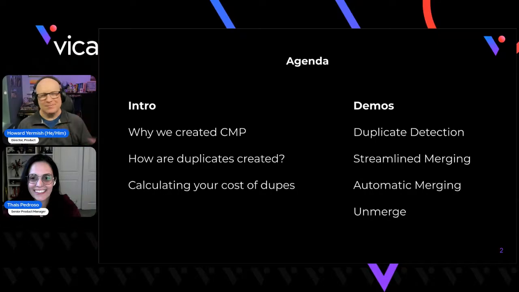So, Thais, why don't you kick us off? Seems like you have a story for me, Howard. Why did we create Case Merge Premium? So when I think about Case Merge Premium, long before I joined Vicasso, and even when I had joined Vicasso, Salesforce had no option to merge cases. They had merging of other records, of other objects. So you could merge accounts or you could merge leads, things like that. But there was no merge for cases.